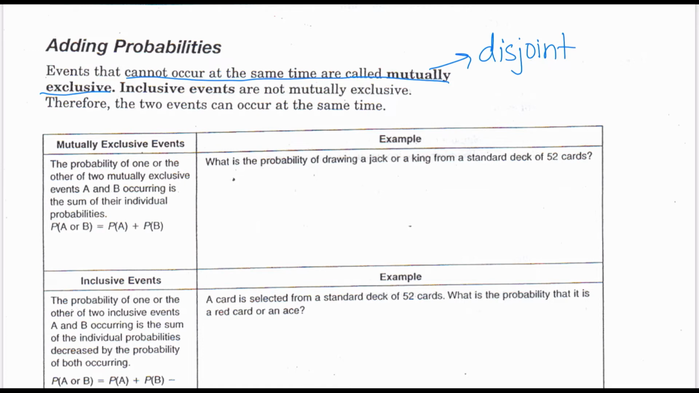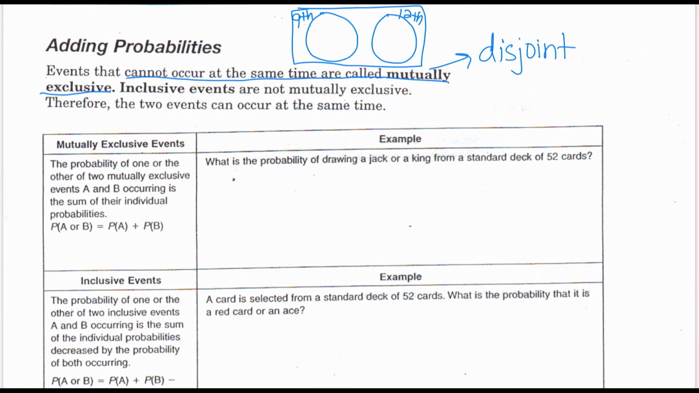Think about in high school, you have 9th graders and 12th graders. No one can be both in 9th grade and 12th grade at the same time. So those two sets, the sets of 9th graders and seniors, are disjoint sets because they cannot occur at the same time. They have absolutely nothing in common. They are mutually exclusive. So what I've drawn there is a Venn diagram showing you the two circles do not overlap. Inclusive events are not mutually exclusive, so the two events can occur at the same time.